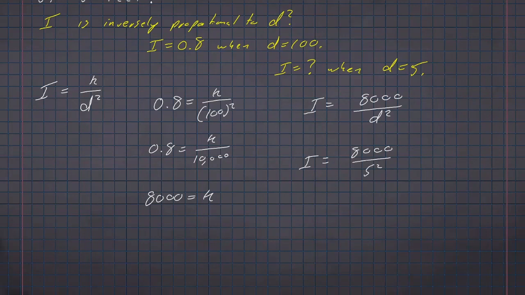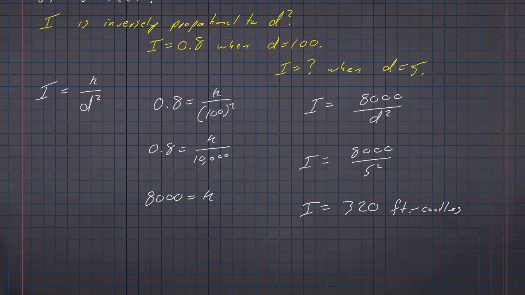5 squared is 25. 8,000 divided by 25 is 320. And if we scroll back up to the wall of text, our intensities were in foot candles. So from a distance of 5 feet away, the apparent intensity will be 320 foot candles.